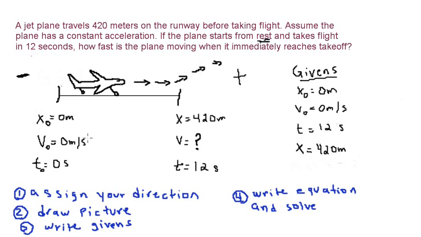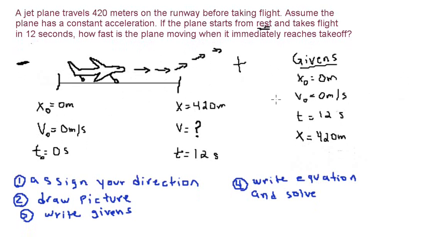Another thing that may confuse you in this problem is that they didn't really tell you that the initial velocity was 0 meters per second. You had to decipher that by reading this part here that says the plane starts from rest. After you draw the picture, the next step is to write the givens. The initial distance is 0 meters and the final distance is 420 meters. The initial velocity of the plane is 0 meters per second and the final time is 12 seconds.